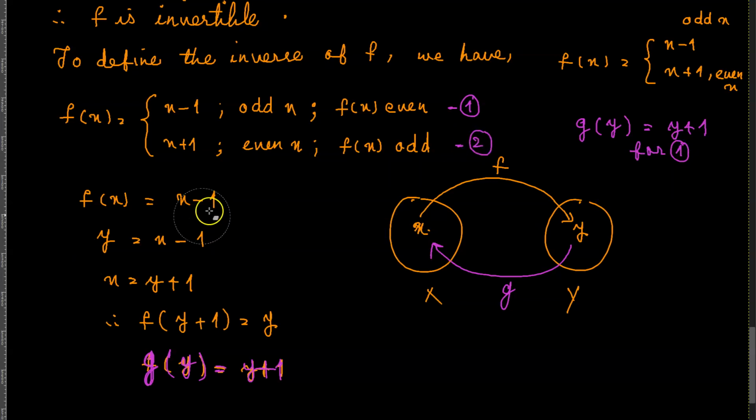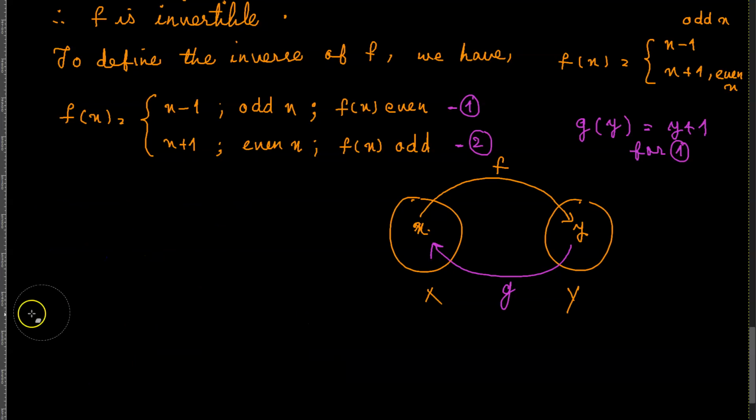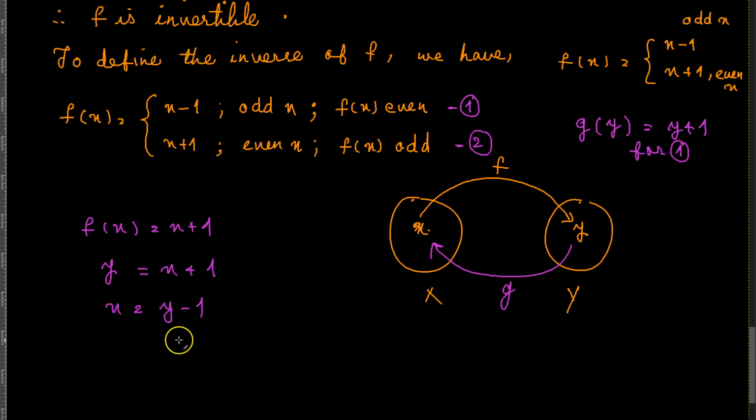Now, to take care of the second part, let's say that f of x is equal to x plus 1. If I denote these f of x's by y here, y is equal to x plus 1, which means that x is equal to y minus 1, right? That means that ultimately f of y minus 1 is equal to y, which means that if I denote the inverse of this function by, for example, g of y, that is going to be equal to y minus 1.